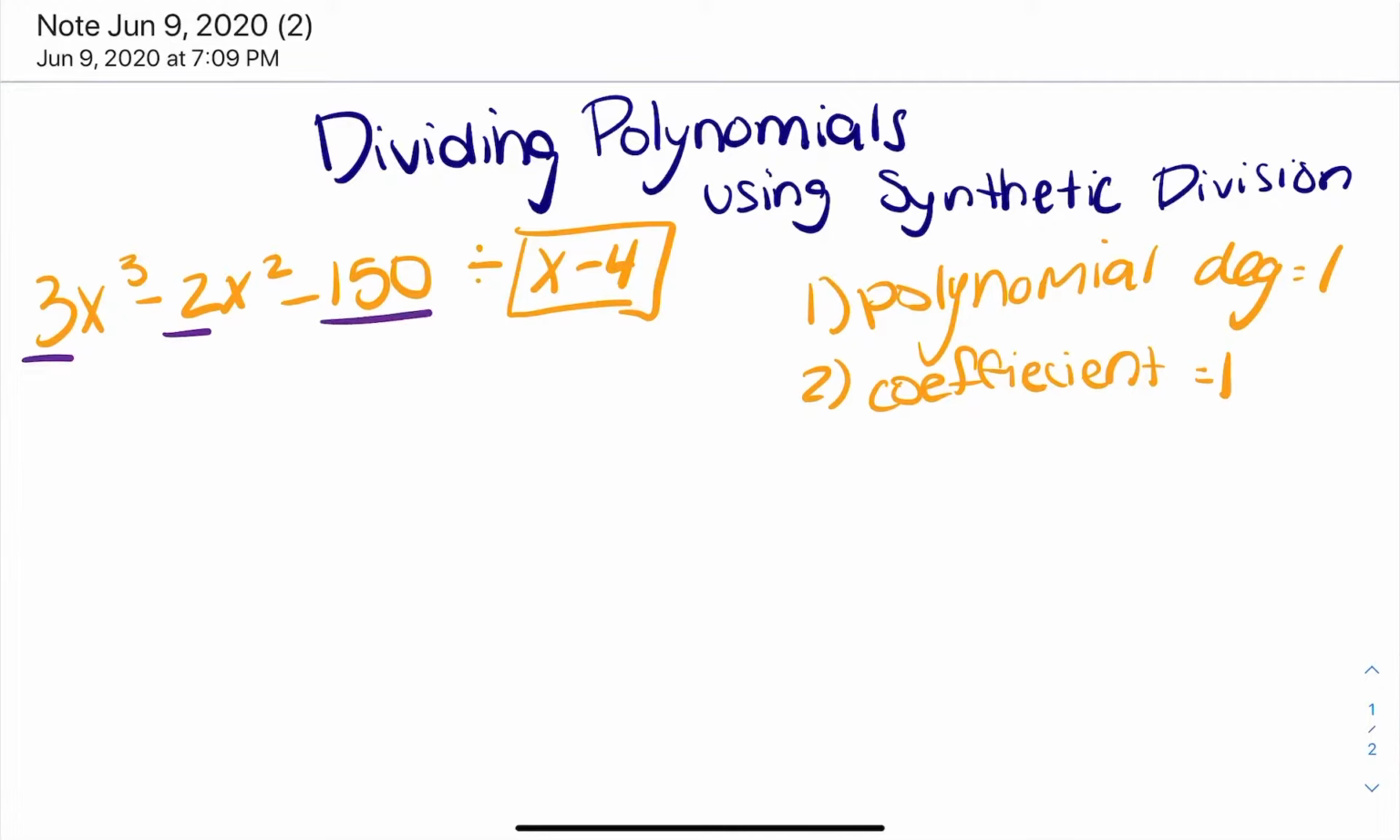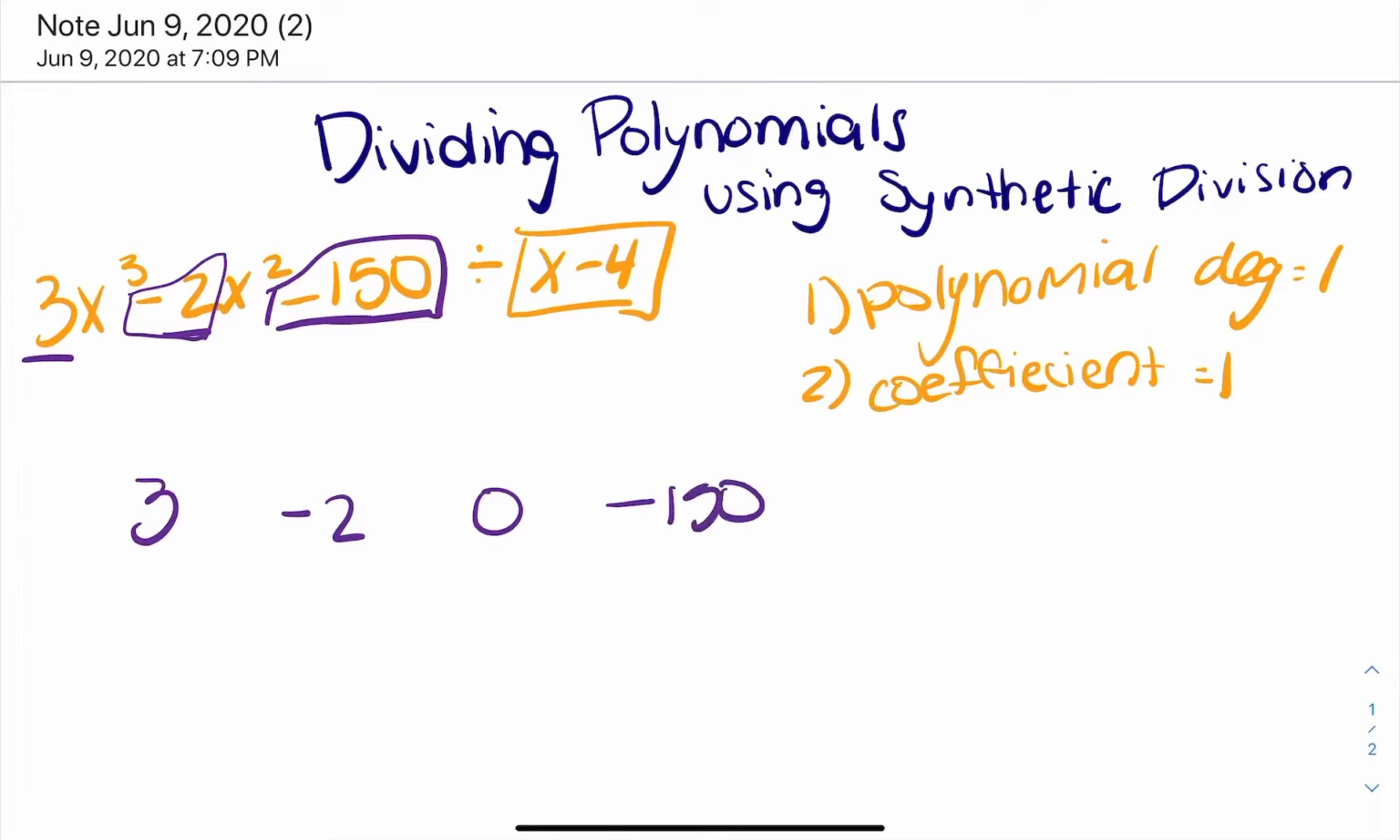In this case, you have 3 for the x to the third. You have a negative 2 for x squared, because you transfer over that negative sign with the number. You have a 0 for x to the first, because there is no x to the first. And then you have negative 150 for the normal number. So you're going to write that all down in a line: 3, negative 2, 0, and negative 150.